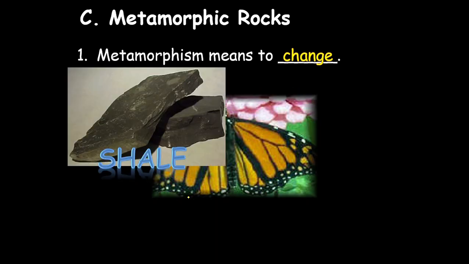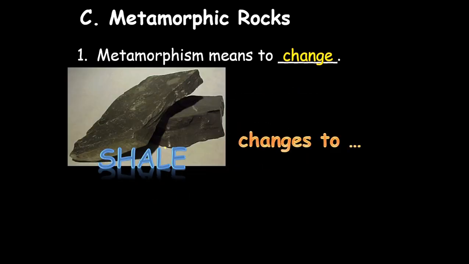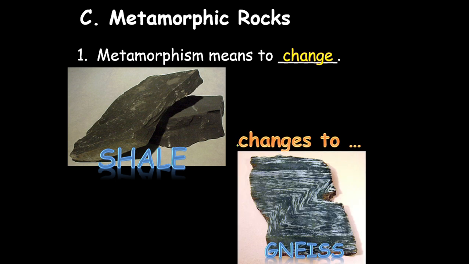Rocks can change, right? For example, we have shale. Who remembers what type of rock shale is? Shale is going to be a sedimentary rock. But over time, right, shale can be changed or morphed into something we call gneiss. Notice they are two completely different looking rocks because it was changed.